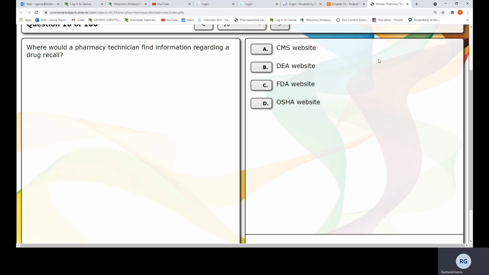Where would a pharmacy technician find information regarding a drug recall? Yeah. The complete listing of all medication recalls is found on the FDA website.